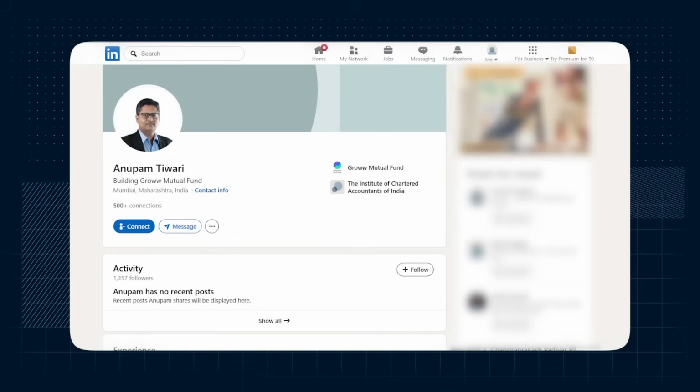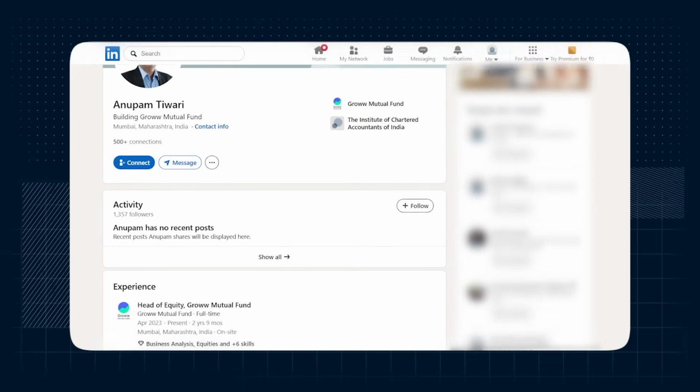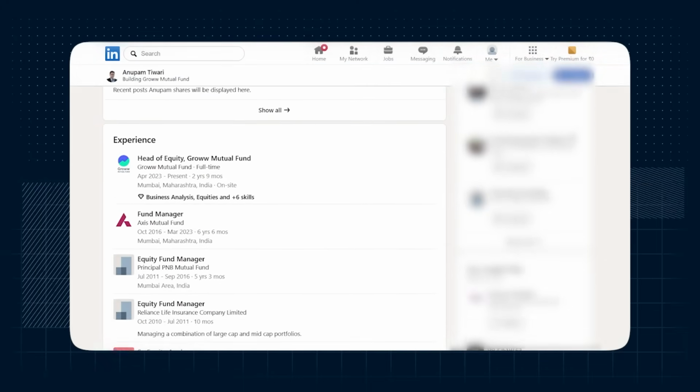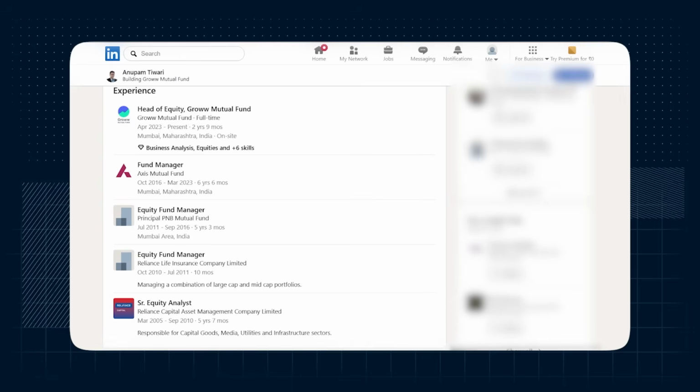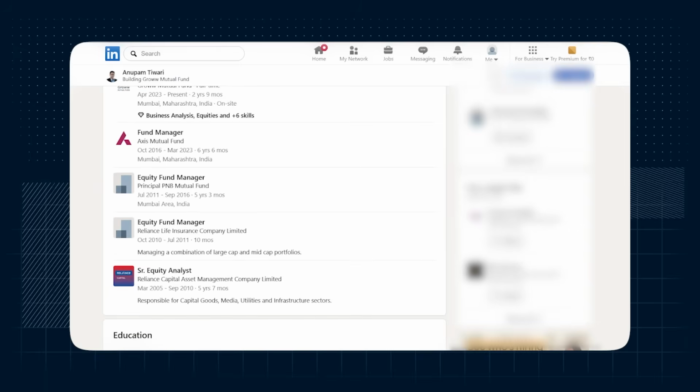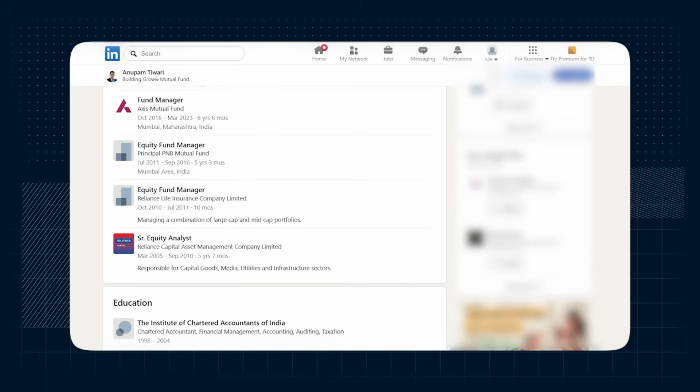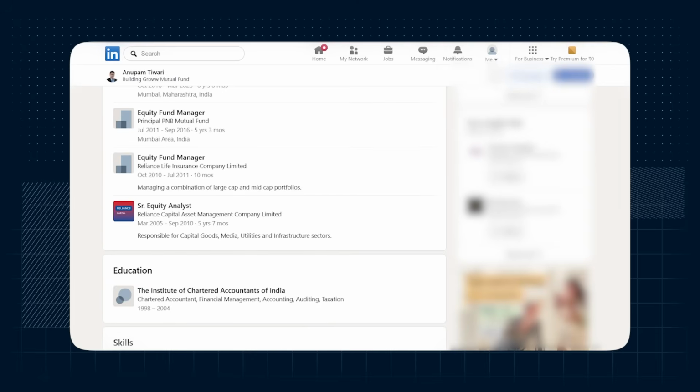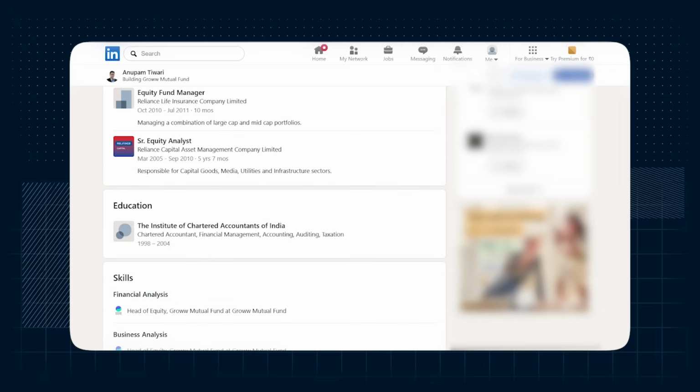Now, if we see the experience of the fund manager, Mr. Tiwari is a chartered accountant, right? And apart from that, he is currently the head of equity at Groww Mutual Fund. But before that, he was a fund manager at Axis Mutual Fund for approximately 6 years. Before that, he was a principal at PNB Mutual Fund and then at Reliance Life Insurance. He was also a senior analyst at Reliance Capital Asset Management. So he has a lot of experience in the mutual fund industry.